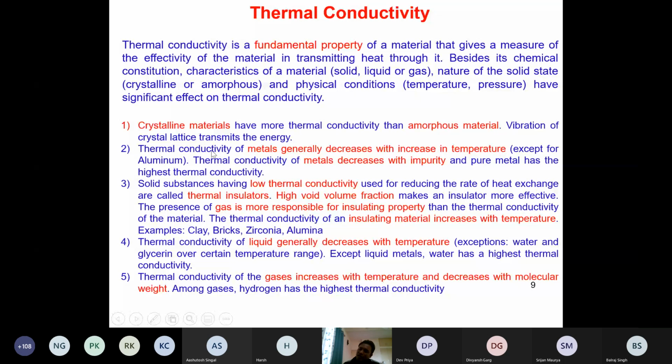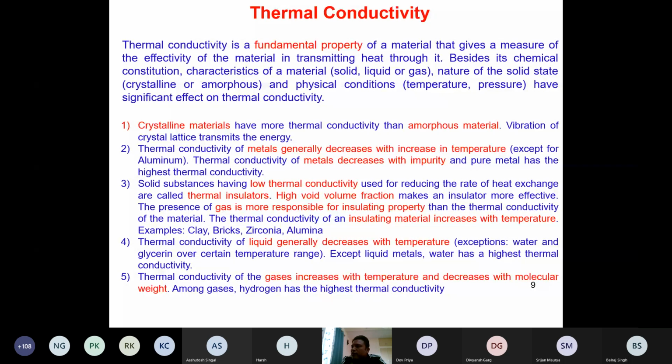Also, the thermal conductivity depends on temperature. For solids, the thermal conductivity of metals generally decreases with an increase in temperature, and it also decreases with an increase in impurity. Unlike this, if you look at the insulators, the thermal conductivity increases. That was the question in the last class, isn't it?